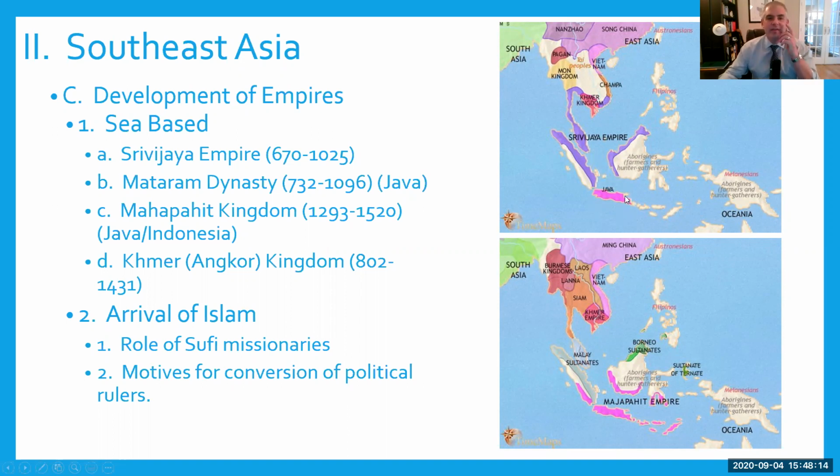Now, eventually the Srivijaya Empire is going to fall and the Mataram Empire is going to fall, and a new kingdom is going to emerge called the Majapahit Kingdom. And that is going to be the basis for the modern state of Indonesia. So when we look at Indonesia and we see this network of islands, it's this empire that starts to bring that centralization together. And it starts to lay the foundation for the modern state of Indonesia. And the Majapahit is going to be a Buddhist and Hindu influenced society.